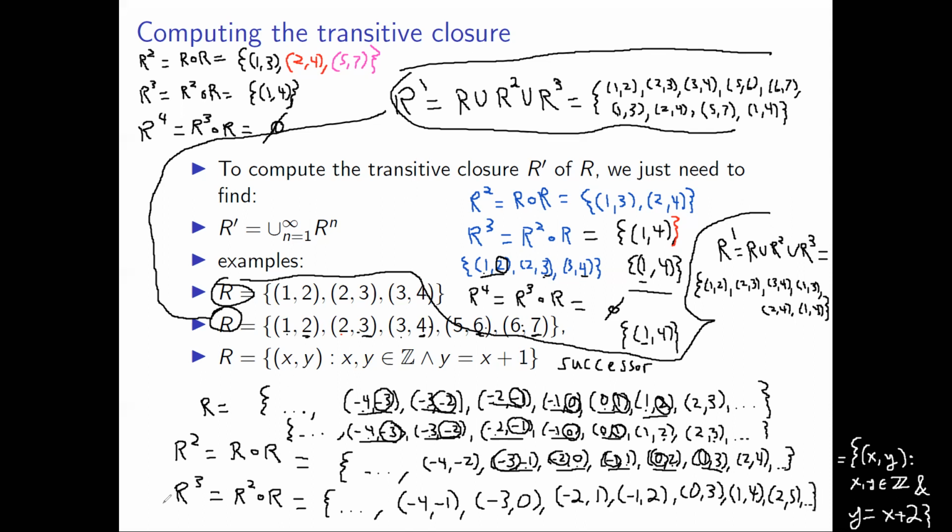So we can see there that r cubed also can be described in a really nice way as a set of ordered pairs x, y for which both are integers and y is equal to x plus 3. And we can continue this process inductively if you want, or you can just observe that the pattern is going to continue. But if you want to be very careful about it, induction is a good way to go.